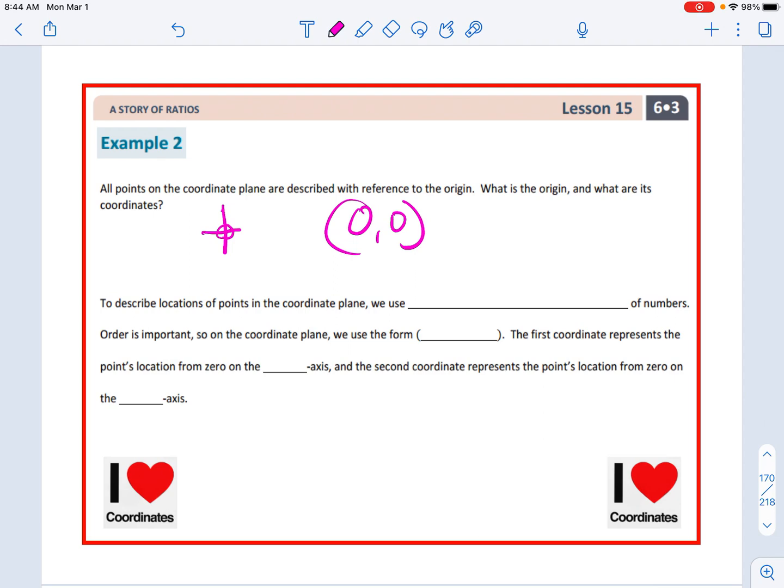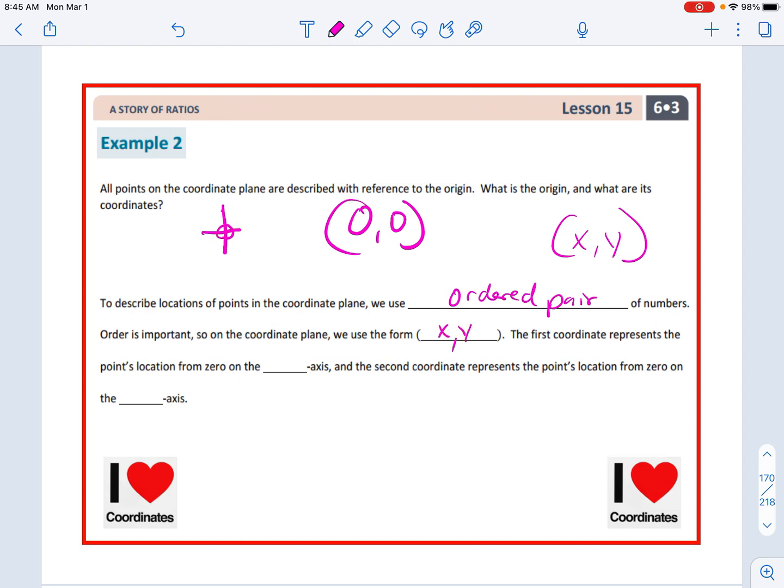To describe locations of points in the coordinate plane, we use ordered pairs of numbers. Remember, the ordered pairs are the x and y in parentheses. Order is important, so on the coordinate plane, we use the form x and y.